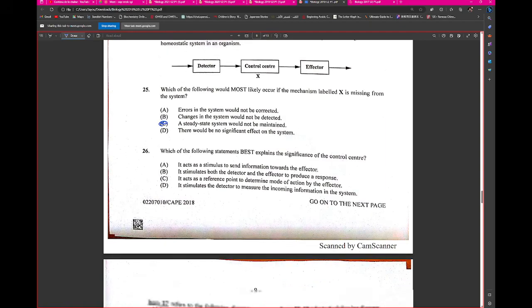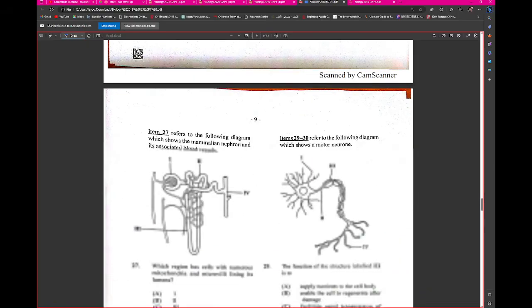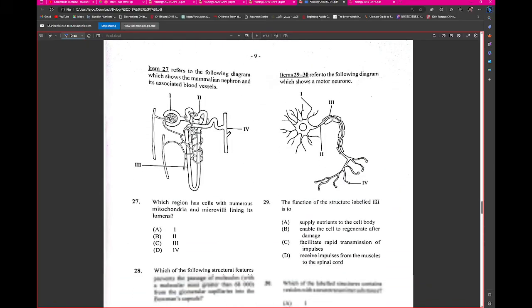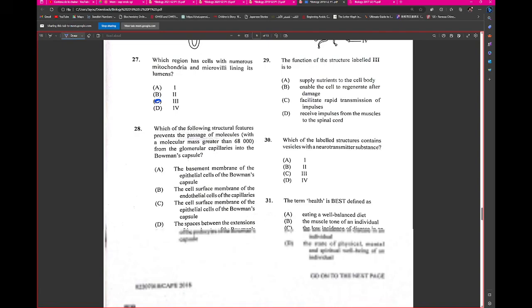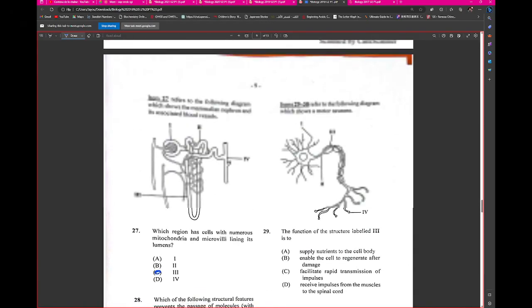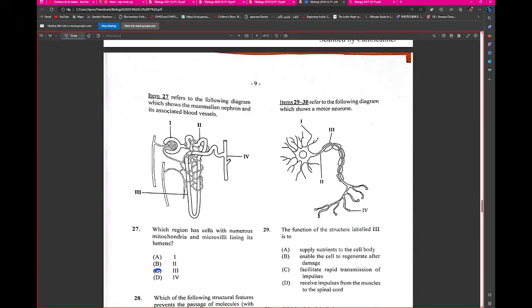26. Which of the following statements best explains the significance of the control center? C, okay, to determine the mode of action. Now we're moving down. We looked at this already, this should be C. Which of the following structural features? That would be B, 27. 27 would be B.